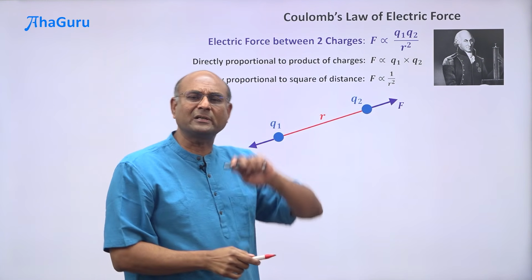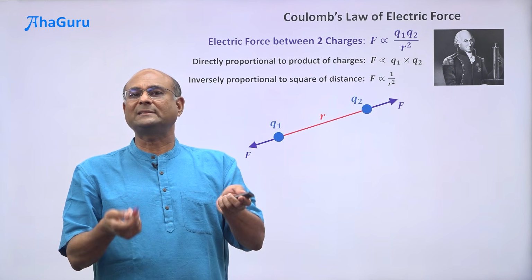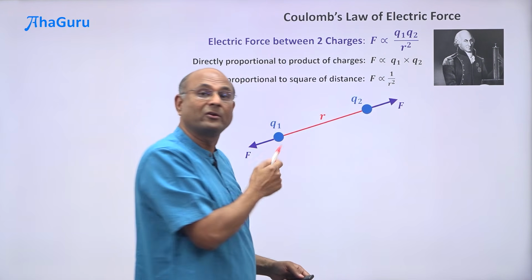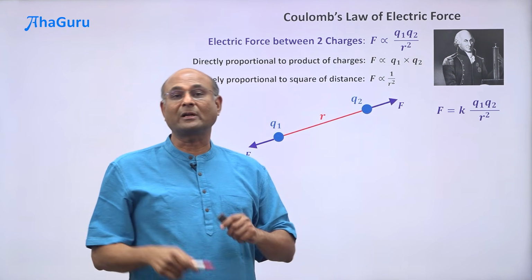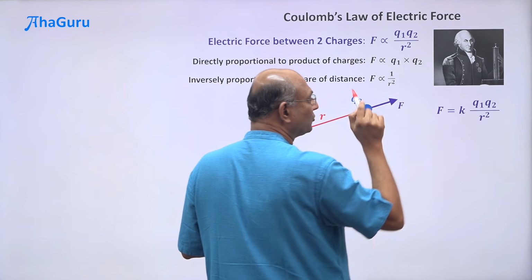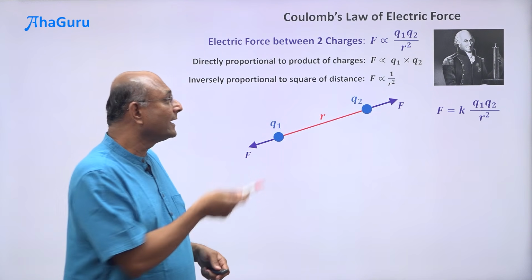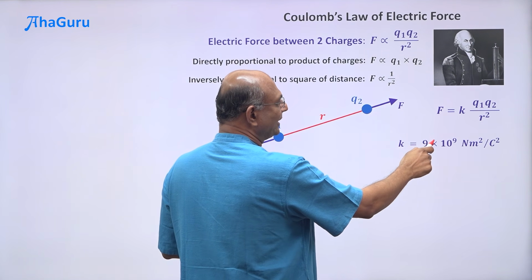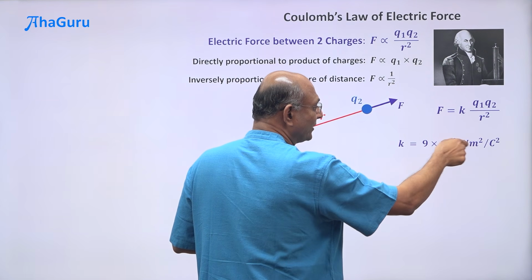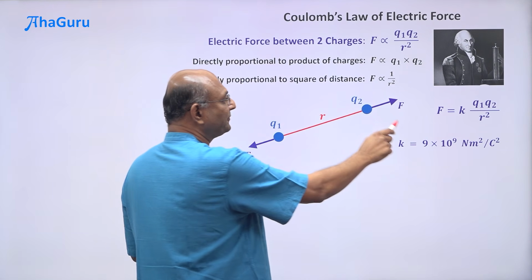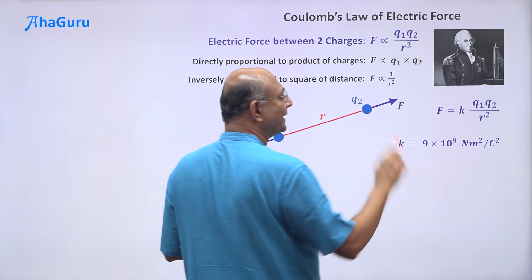When F is proportional to something, what can I say? I can say F is equal to a constant times Q1, Q2 by r square. So that constant we call K. So F is equal to K times Q1, Q2 by r square. What is K? K is called Coulomb's constant and its value is 9 into 10 to the power of 9 in SI units, Newton meter square by Coulomb square. Okay, so F is K times Q1, Q2 by r square.